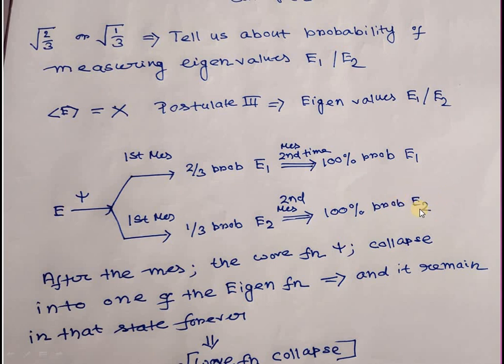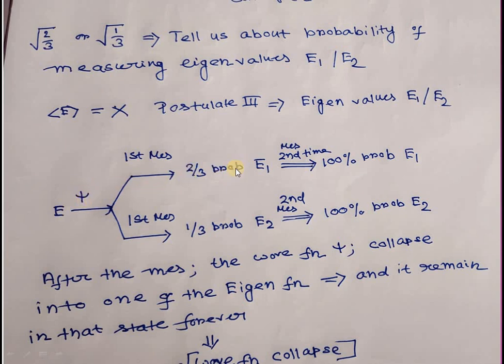According to this collapse of the superposition of state, if we measure the system again, then the probabilities, 2/3 and 1/3, will not remain the same anymore, and this state, which is the superposition of the two eigenstates, will collapse into one of these eigenstates. Either it will collapse into psi1 or it will collapse into psi2 after the first measurement.